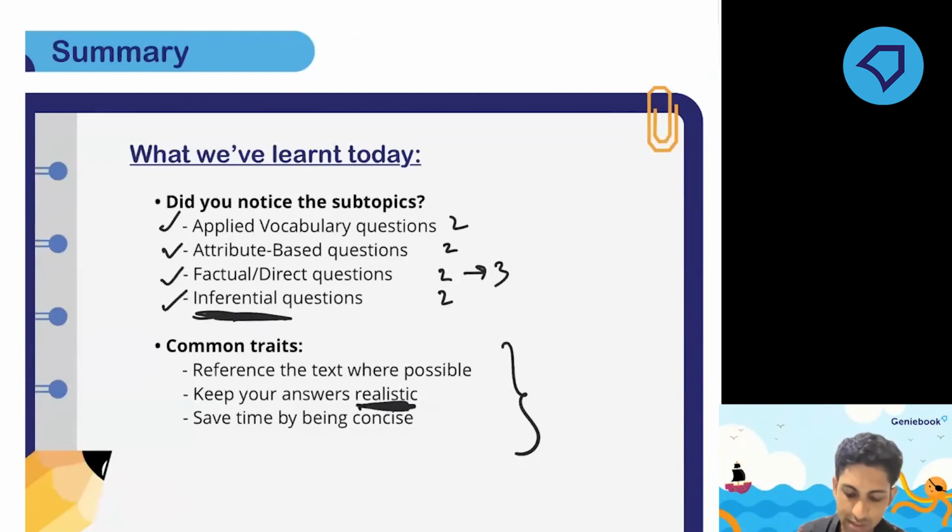Keep your answers realistic. Comprehension questions test your understanding. To comprehend means to understand. So it's always based on reality. Even though the stories might be fictitious or fictional, the flow and the ideas are realistic or logical. Okay, and then the last one, be concise. For example, you can just say it is, instead of saying the word in the passage that means the same thing as blah.